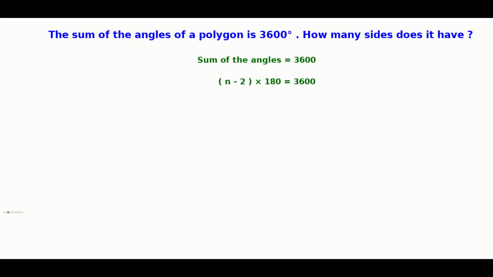and therefore n minus 2 is equal to 3600 divided by 180, and on dividing you get 20. That is n minus 2 equal to 20. Therefore n is equal to 20 plus 2, that is 22. Therefore the number of sides of this polygon is 22.